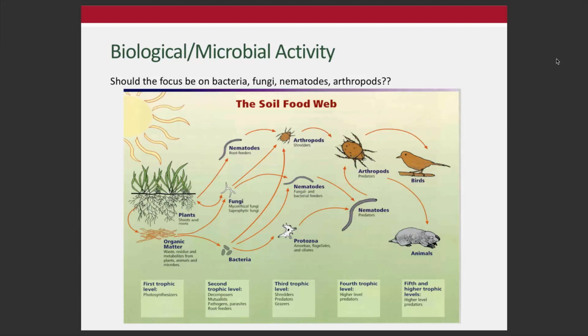And then we can also think, when we talk about biological or microbial activity, where should we place the focus? We can think of these soil food webs, and we can think of bacteria as kind of at the base of that food web, perhaps. Fungi might also be at the base. We have things like nematodes, microarthropods, macroarthropods, and then we've got other foragers. What should we target, and how should we do it? So these are all questions that need to be considered when thinking of this.